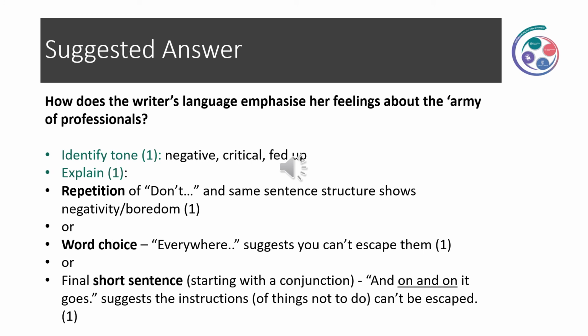Now a suggested answer. So you have to identify the tone for 1 mark and then explain for another mark. So here the tone is clearly negative, but you'd want to be a bit more specific and say possibly critical or fed up. And the explanation, you can either say repetition of don't and same sentence structure shows negativity or boredom, or word choice, for example, everywhere, suggests you can't escape them, or final short sentence starting with a conjunction, and on it goes, suggests the instructions of things not to do cannot be escaped, for 1 mark.